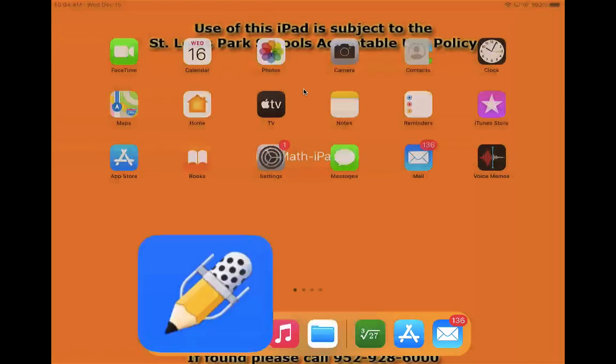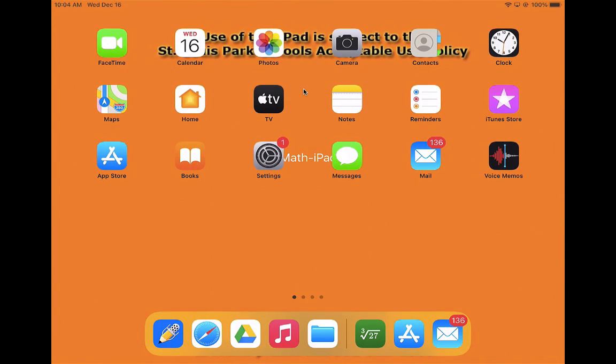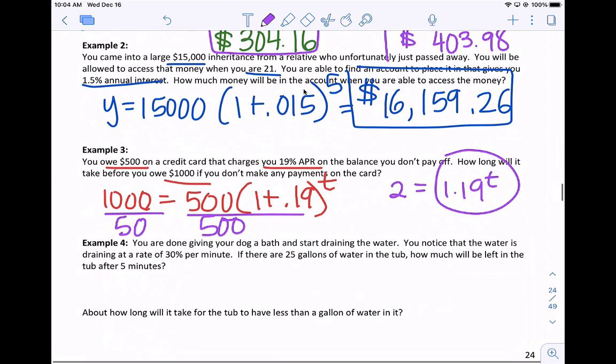All right, let's type that in. 1.19 to the power of, I don't know, I'm just going to pick a 6. Oh, okay, that's too much, right, because 2.83. Let's do 4. Ooh, that's pretty close. I'm going to say 4 years for the amount that we owe to double. So here, the time is 4 years, and you can check that by plugging in the 4 years, and you should get very close to $1,000.